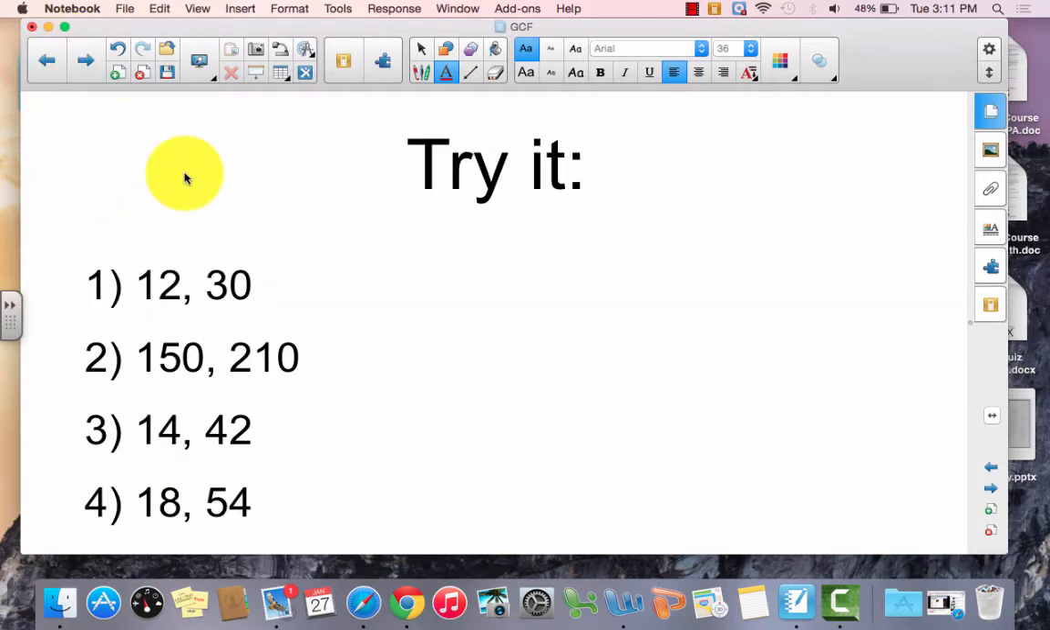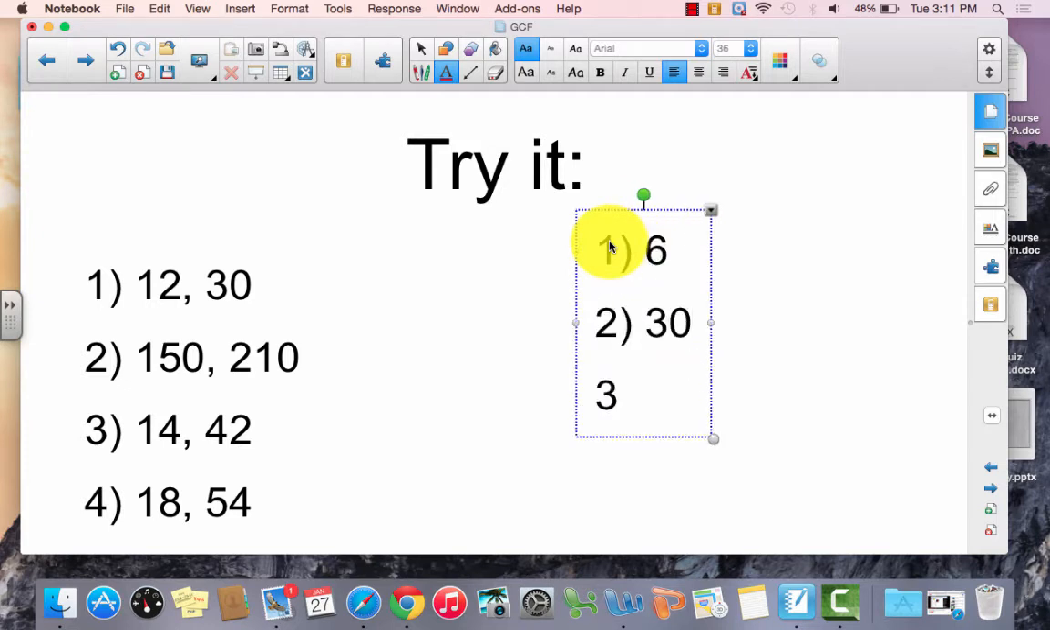So what I'd like you to do is pause the video, try these 4, and then when you're ready to check your work, go ahead and press play. Welcome back. So the correct answers are as follows. Number 1, you should have got a GCF of 6. Number 2 is 30, number 3 is 14, and number 4 is 18.